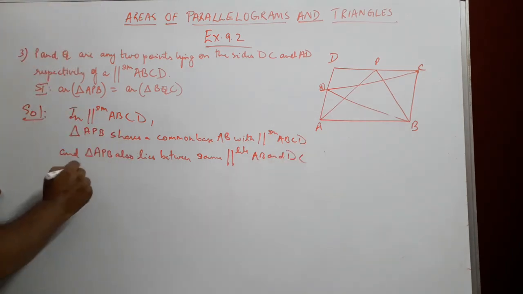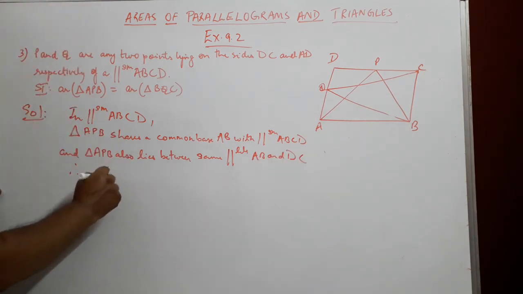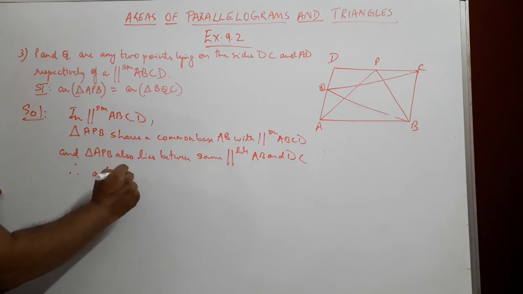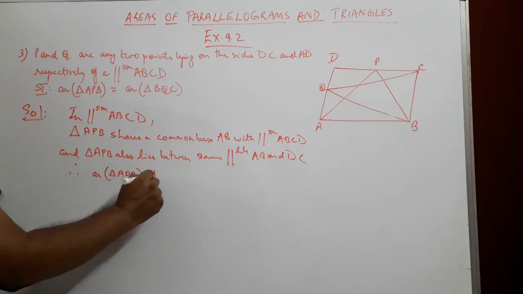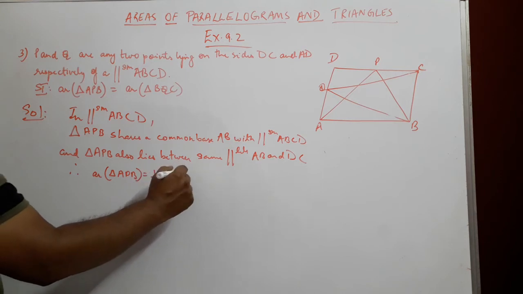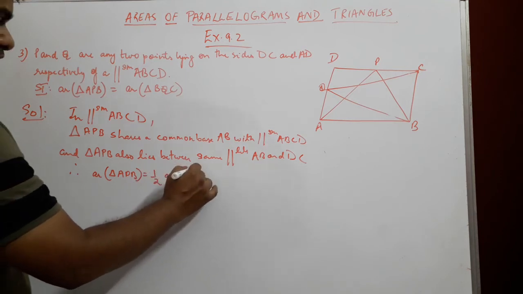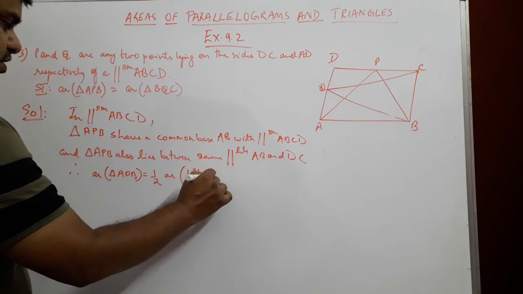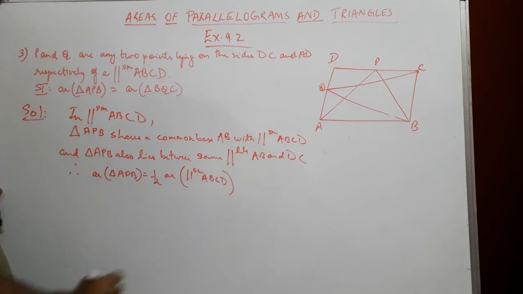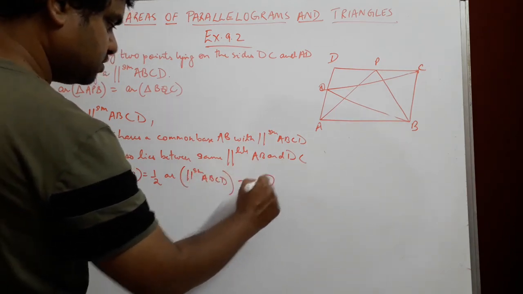So therefore we can conclude that area of triangle APB is half of area of parallelogram ABCD, and we'll mark this as 1.